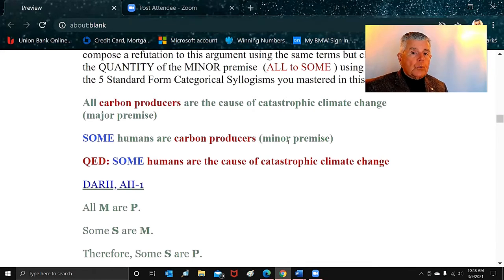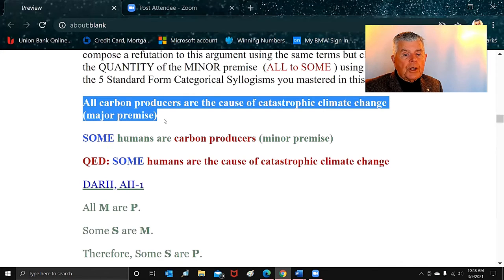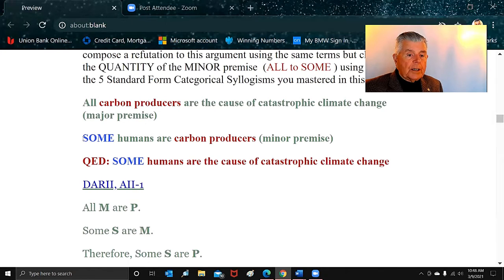Darii is a very good way to refute a Barbara. So now you're talking shop here, but keep that in mind. If you're confronted with a Barbara thesis, you can look at using the Darii as a refutation form. Why? Well, because it starts off very similar to the thesis. It says all carbon producers are causes of catastrophic climate change, but it alters the quantity. Instead of saying all humans are carbon producers, it says only some, at least one human is a carbon producer. Okay, so some humans are the cause of catastrophe.